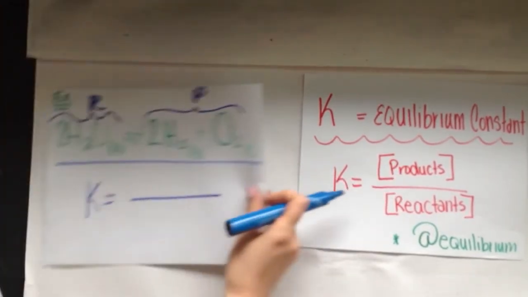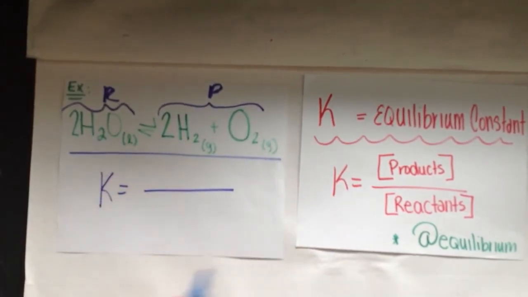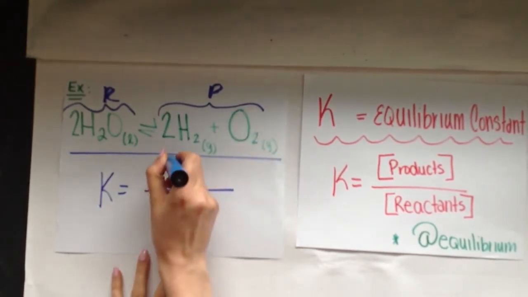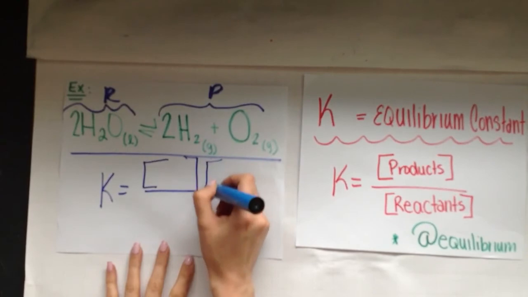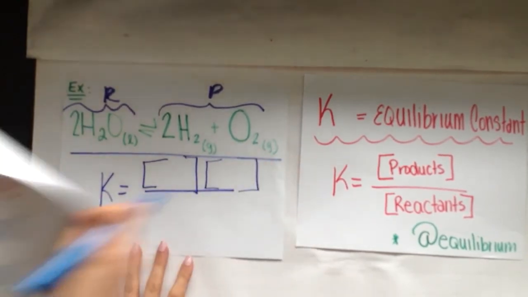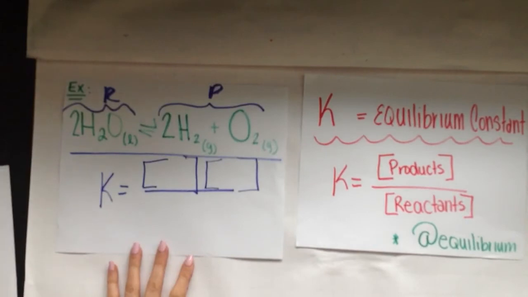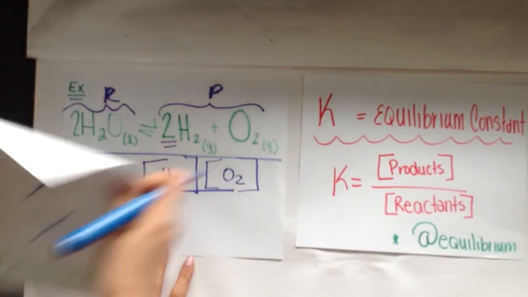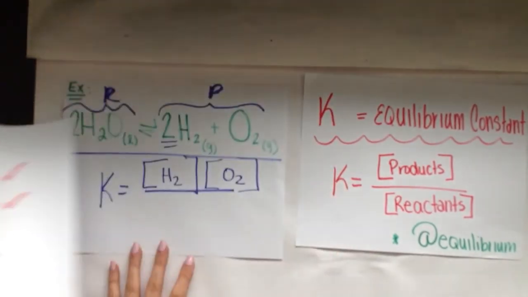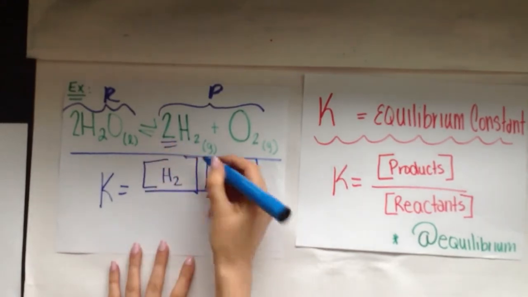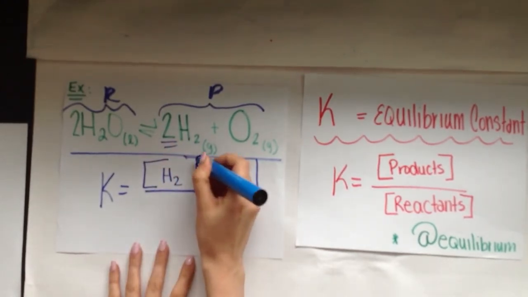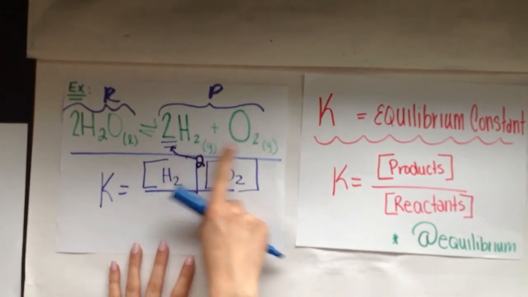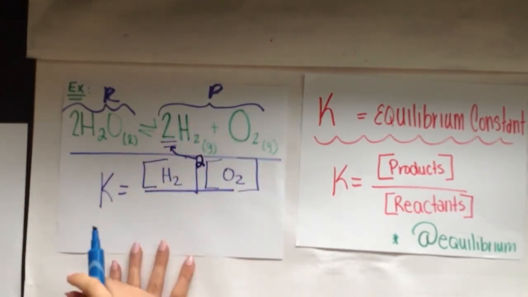So let's take a look. Liquid. It does not go into my equilibrium constant. So how do I do this? Well, I've got my 2 products up on the top. They're both gases. Do gases qualify? Yes, they do. Put them in. I have H2 and O2. How about this coefficient? Well, remember, coefficients become the powers. So I take my hydrogen and I raise it to the 2. Now this 2 is because of that 2, not because of the subscripts. Don't worry about the subscripts. They don't play a factor, okay?